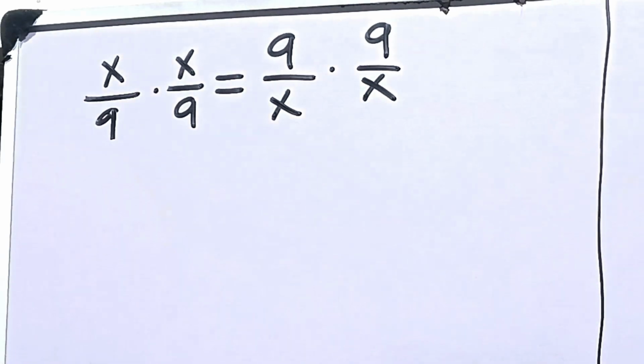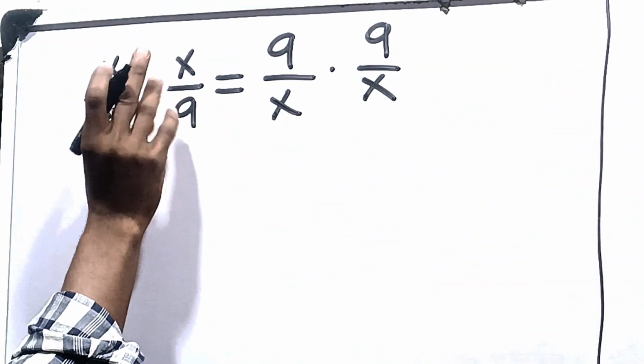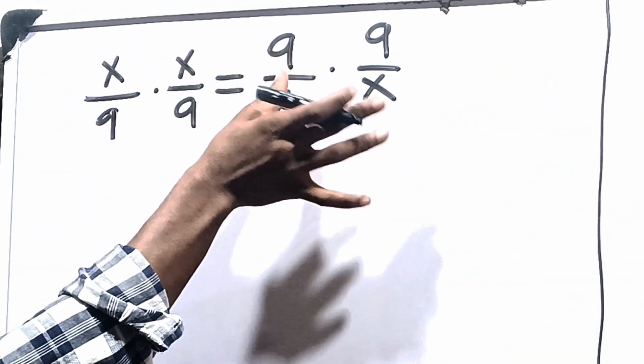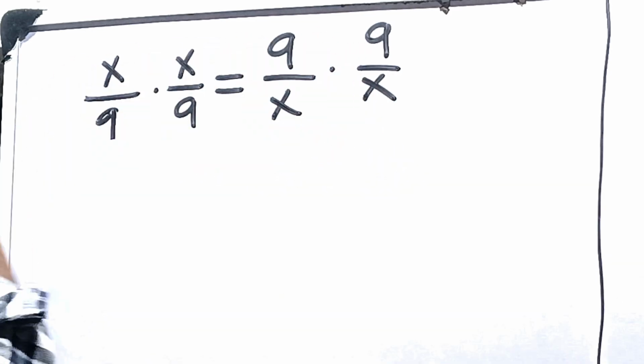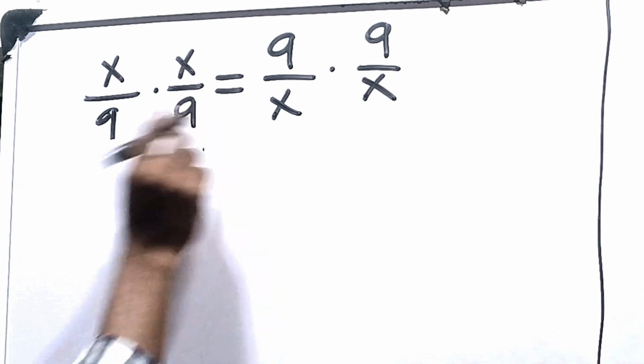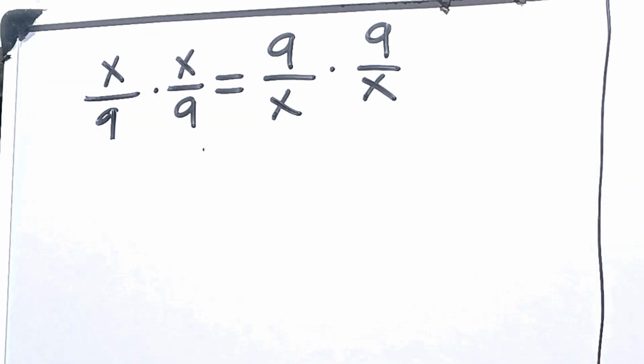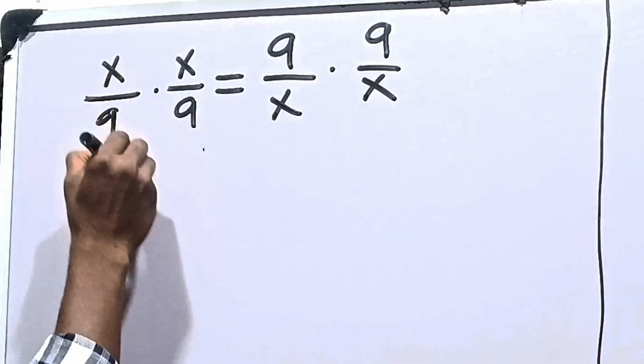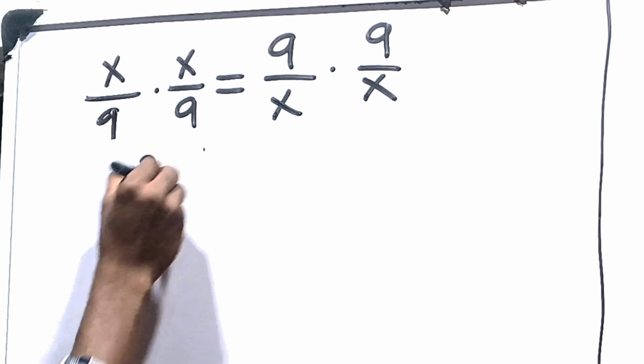Let's solve this together. It says x over 9 dot x over 9 is equal to 9 over x dot 9 over x. Now, first things first, dots in mathematics simply stand for multiplication, or product.